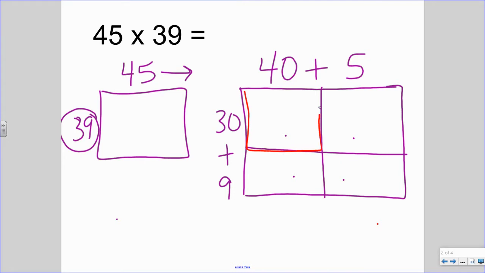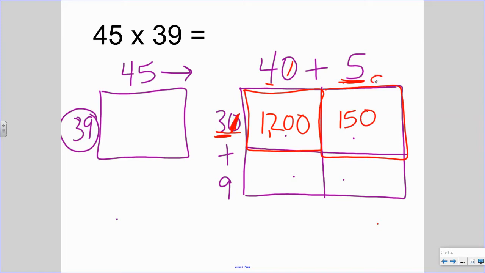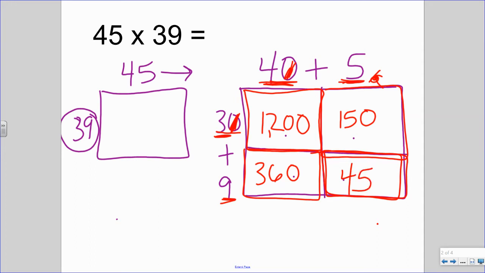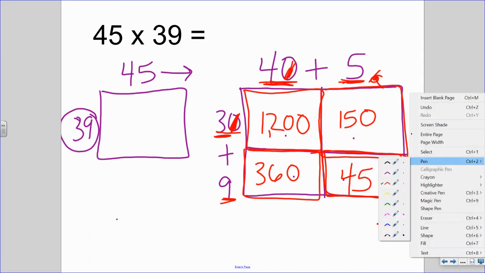So for this box here, this is going to be 30 times 40, so 3 times 4, which is 12, with 2 zeros. So that part of my answer is 1,200. For this box here, that's going to be 30 times 5. Well, 3 times 5 is 15, and we have 1 zero here. There's no zeros here, so we don't need to worry about that. For this box, it's going to be 9 times 40. Well, 9 times 4 is 36. And I don't have any zeros with my 9, but I do have a 0 with my 40. So I'm going to add 1 zero. And then 9 times 5, that's just the fact, 45. There's no zeros in either factor. So you can see this is a much bigger problem already.